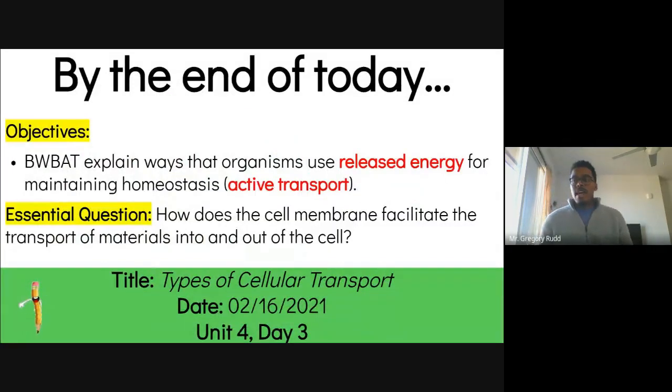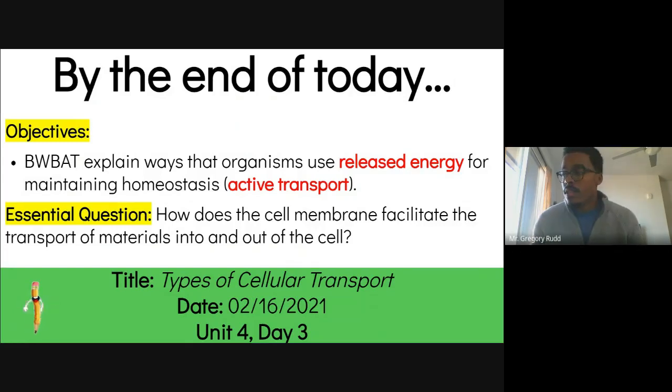So the title of today's lesson, which you should write down in your notes, is Types of Cellular Transport. What I'm noticing when I'm meeting with students one-on-one is that I'm having to go over concepts and talk about things that I've talked about in class before, which tells me that you all are either A, not writing down notes, or B, you're not telling me that I'm moving too fast. If I go a little bit too fast and you miss something, that's on me. Just let me know, just say, hey, Mr. Rudd, can you go back a slide? Or hey, Mr. Rudd, can you explain that one more time? No big deal, I'm happy to do that. But we've got to be ready and willing to write things down as soon as we see this slide, including the title of the lesson, including the date, and in some cases, including the objective and or the essential question.